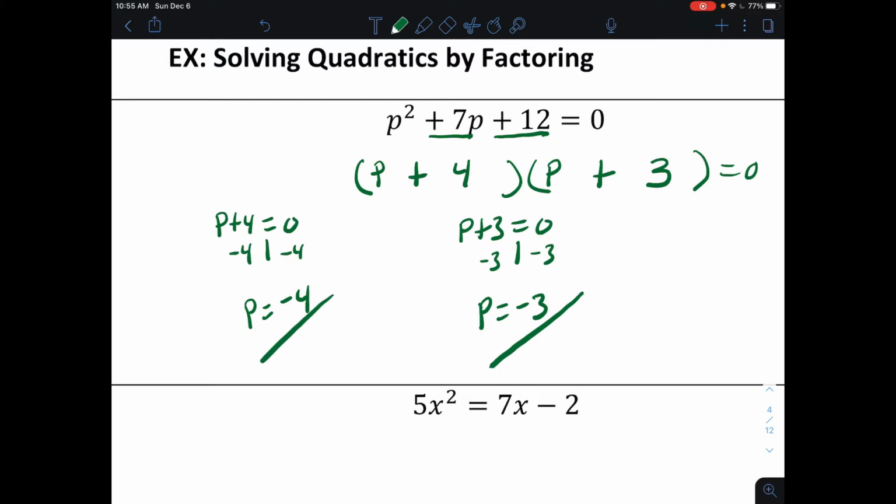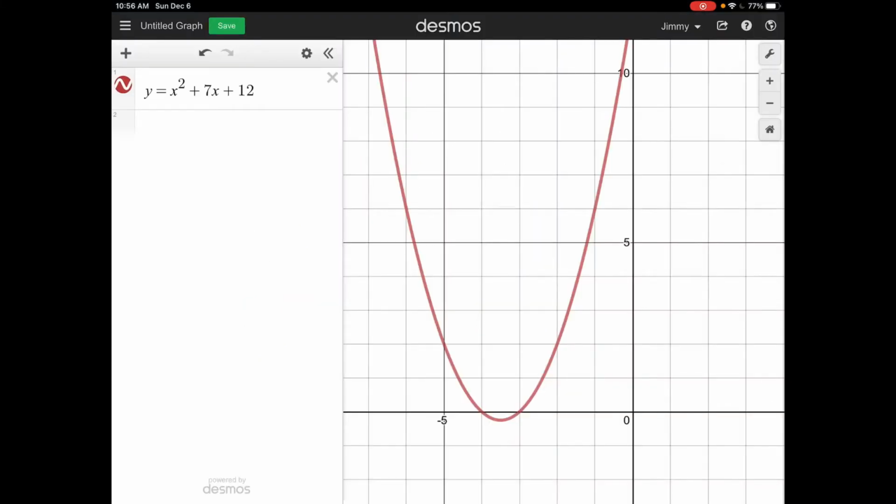Now let's go check our answers in Desmos. Okay, so graphically, I'm graphing y equals x squared plus 7x plus 12. I don't need to write a secondary equation here in Desmos of y equals 0 because our solutions to these problems when I have one side of these equations equal to 0 are going to be the x-intercepts. So I'm going to look at my graph, figure out where it crosses the x-axis, and it crosses the x-axis at negative 4 and negative 3, which is the same answers that we got for p.